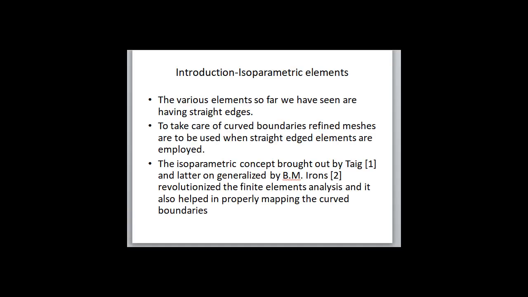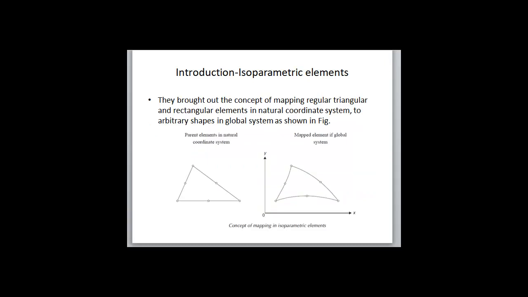In order to take care of curved boundaries, refined meshes are to be used when straight edged elements are employed. The isoparametric concepts were brought out by Taig and later generalized by B.M. Irons. He revolutionized finite element analysis, and it also helped in properly mapping the curved boundaries. Both Irons and Taig brought out the concept of mapping regular triangular and rectangular elements in natural coordinate systems to arbitrary shapes in global systems, as shown in the figure.